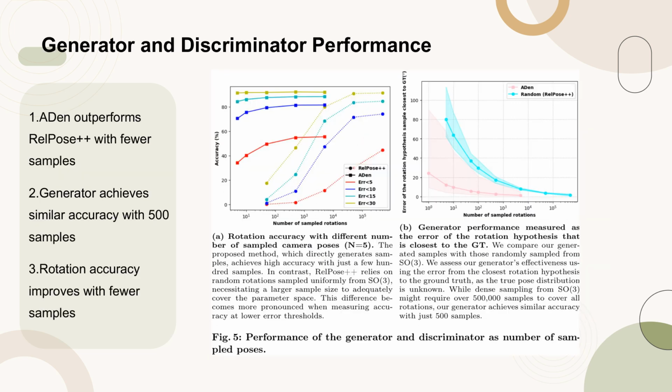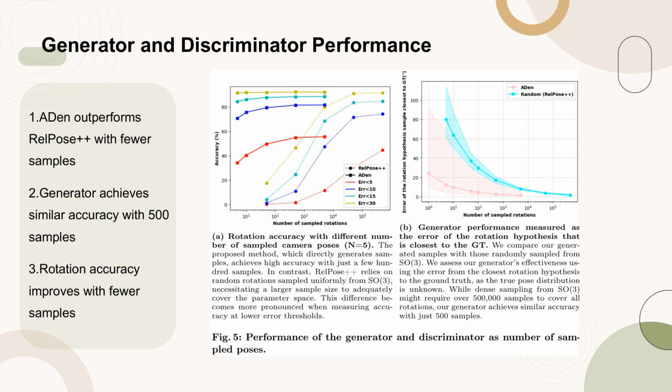Figure 5 illustrates the performance of the generator and discriminator in relation to the number of sampled poses. The figure highlights that ADen, which uses a generator to produce samples, significantly outperforms RelPose++, which relies on random sampling from the SO3 sphere. Specifically, ADen achieves higher rotation accuracy with just a few hundred samples, as shown in Figure 5a, surpassing the accuracy of RelPose++ with 500,000 rotations.